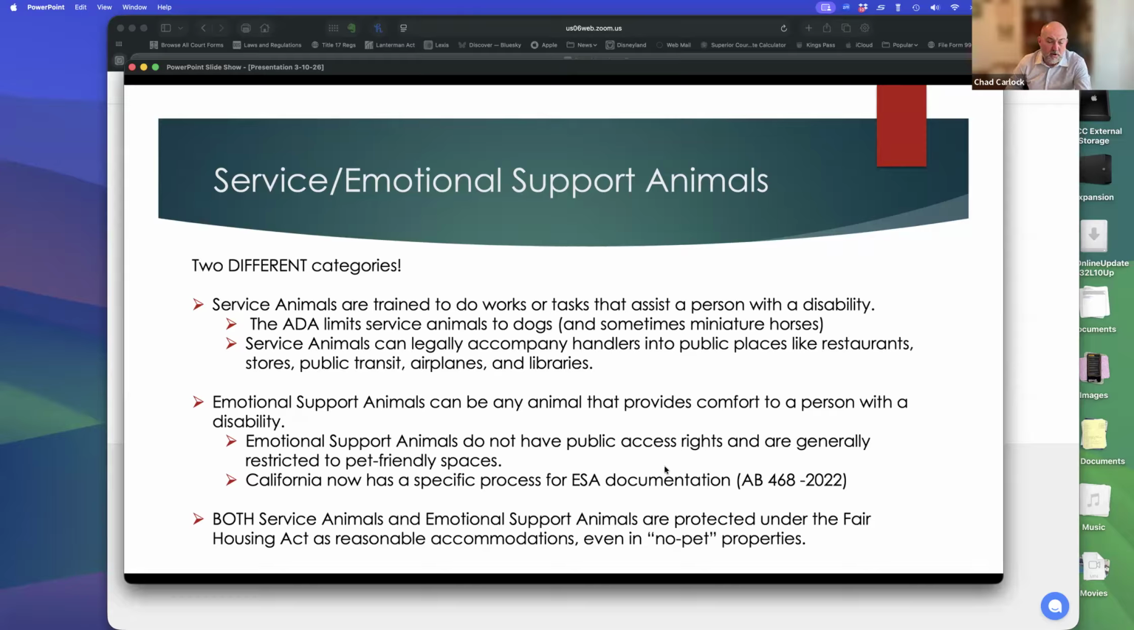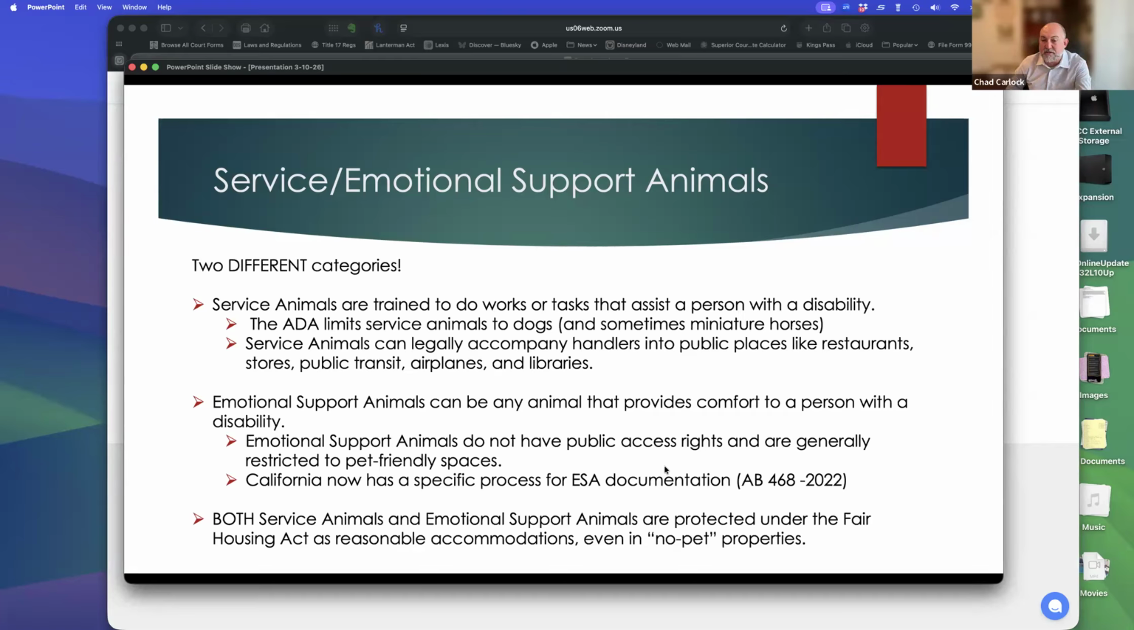So there is one way in which service animals and emotional support animals are treated the same, and that's for purposes of them being an accommodation for a disability. They're protected under the Fair Housing Act as reasonable accommodations, even in no pet properties. So if generally you have a policy of no pets, and someone comes to you with a service dog or an emotional support animal, generally, unless it's an undue burden, you would be required to accommodate that pet.